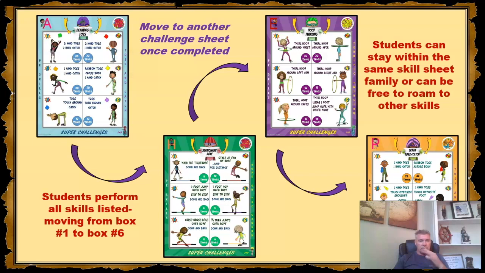Short rope, stationary rope, rope on the ground in the green one. Purple one is for hula hoops. Orange one is for scarves. So I had several of these, and students would work through the 6 challenges. They progressively get harder as they go.